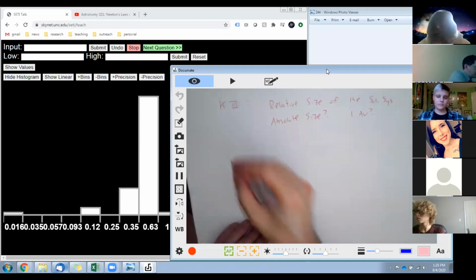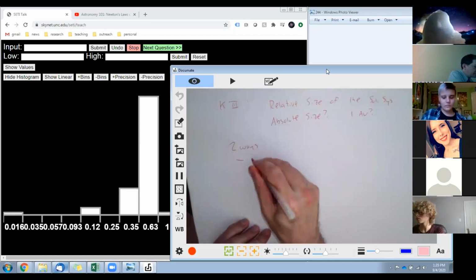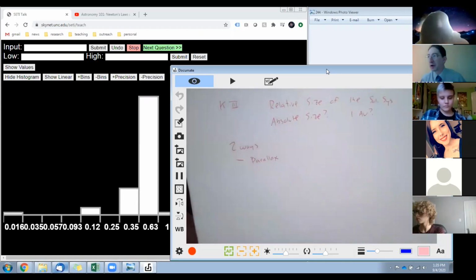I'll just write them down. There are 2 ways to do this. One way involves parallax. So we're going to do some parallax calculations now. We talked about parallax before, but now I'm going to show you how to calculate it. Parallax to Venus, in the case we'll do when it's at closest approach to Earth.